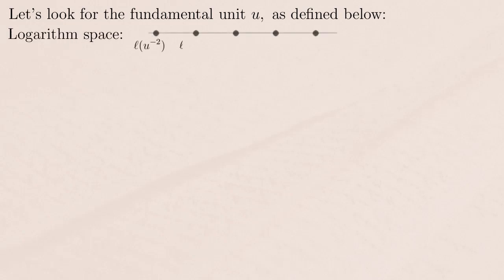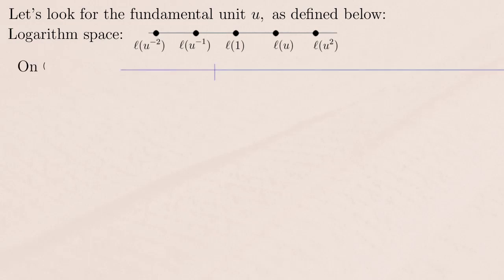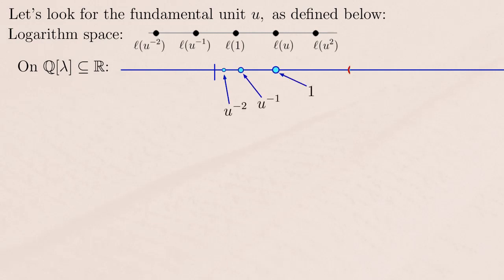Let's look for a particular fundamental unit as I'm going to define on this slide. Passing to logarithm space loses some information. There are actually 4 fundamental units here, so let me specify precisely which one I want. Let's assume that lambda is the real cube root of 7 here, so that Q adjoin lambda is a subset of the real numbers. Then we get a 2-to-1 correspondence between units in Z adjoin lambda and their images in logarithm space. We have the positive units to the right of 0, and we have the negative units to the left of 0, corresponding to that plus and minus 1. Now just for this slide, I'm going to choose u to be the positive fundamental unit which is greater than 1.